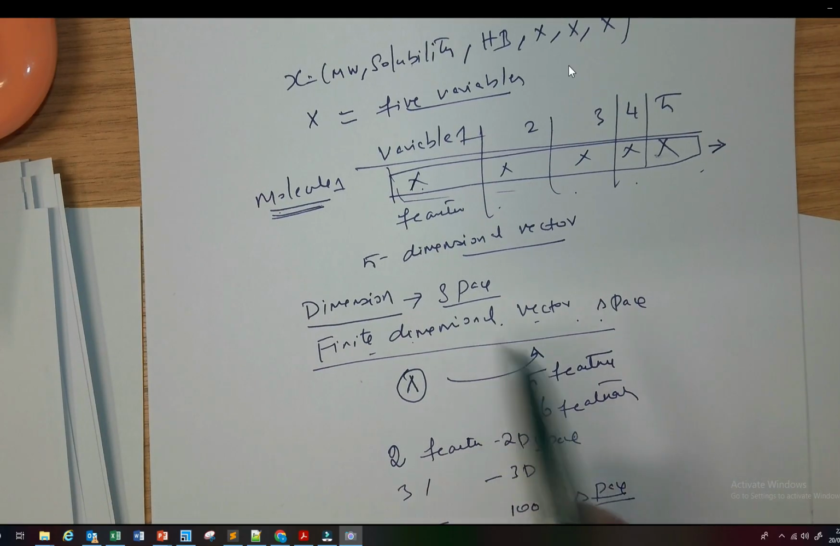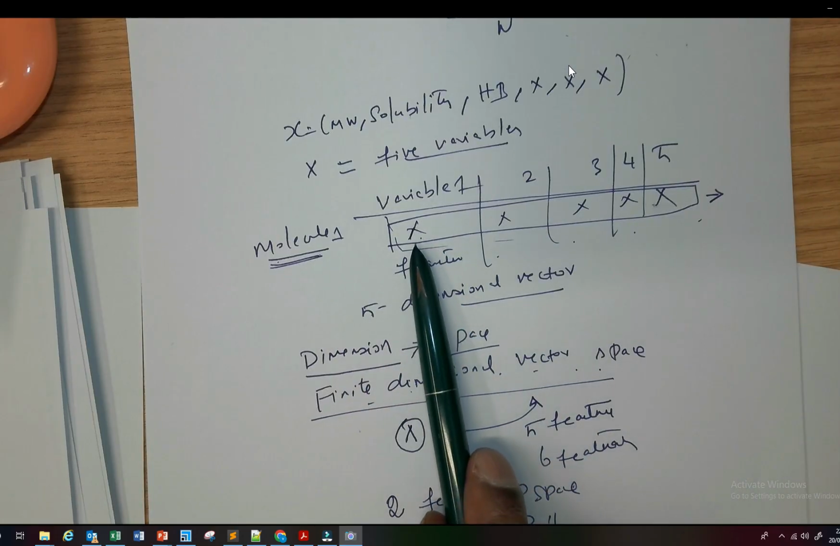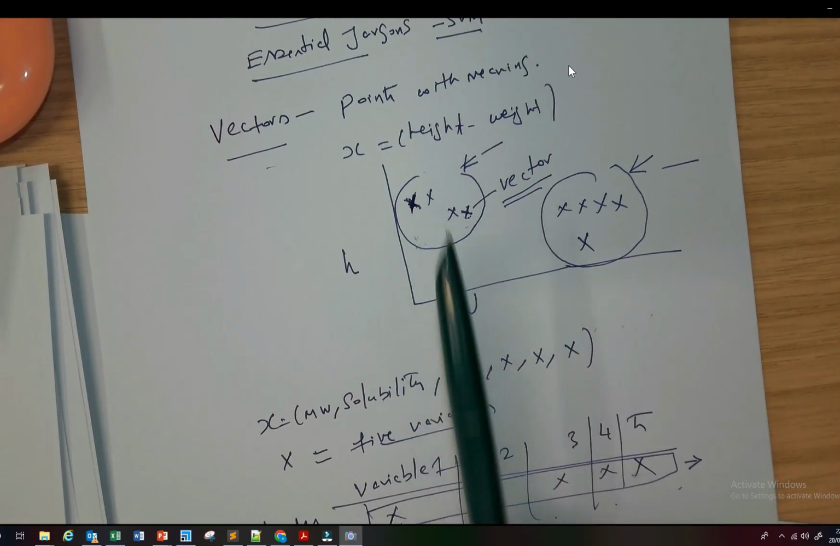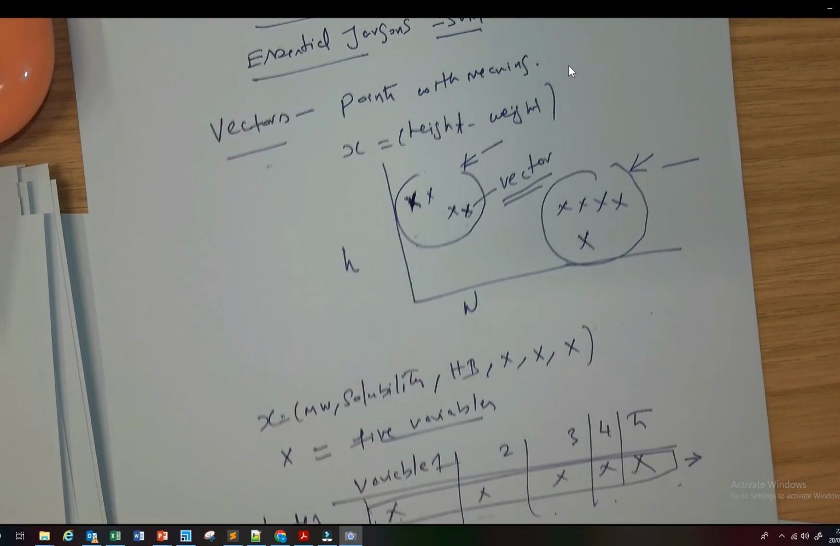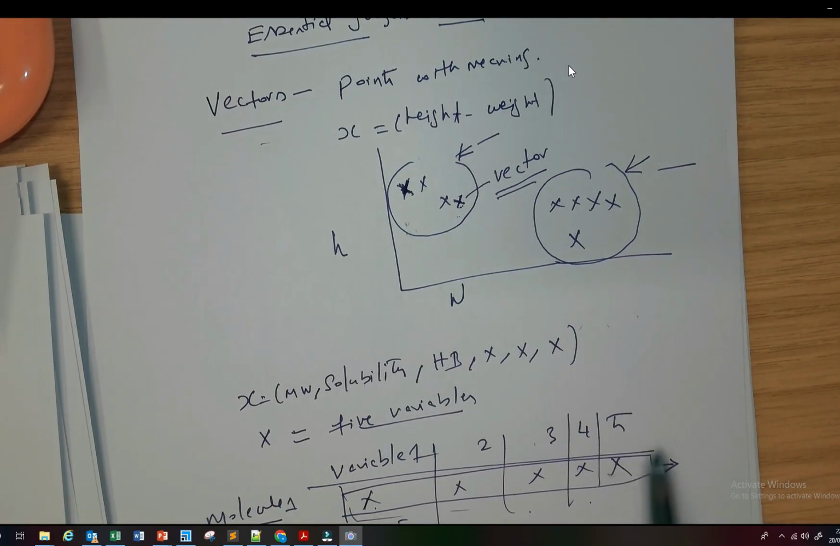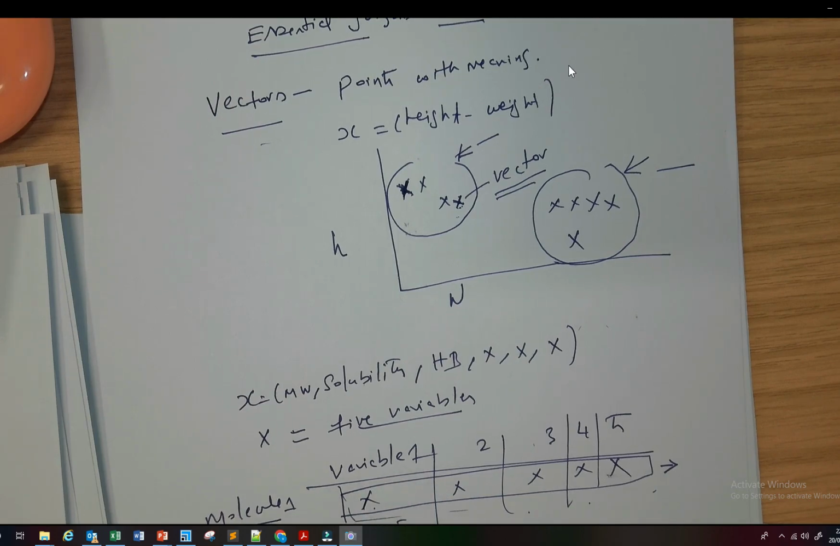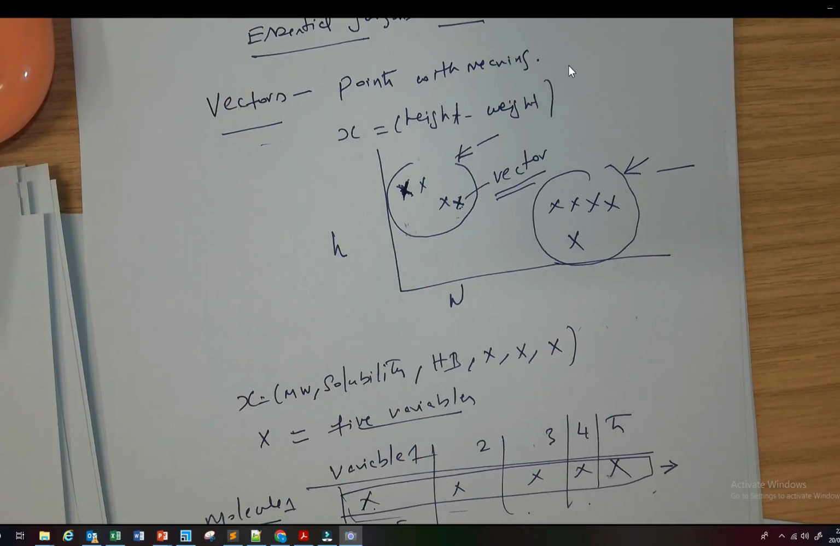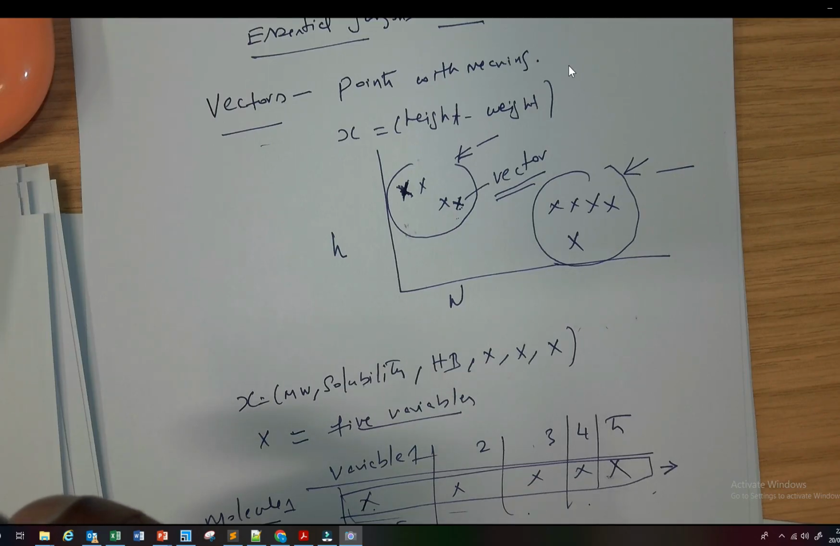So what is this point? If it's two-dimensional, it's easy to draw on a graph paper, isn't it? How do you imagine five dimensions? Five dimensions is something like a particular row in a spreadsheet. You have column 1, column 2, column 3, column 4, column 5, and this particular row tells something about molecule 1. So this whole row you can call a point in a five-dimensional space.